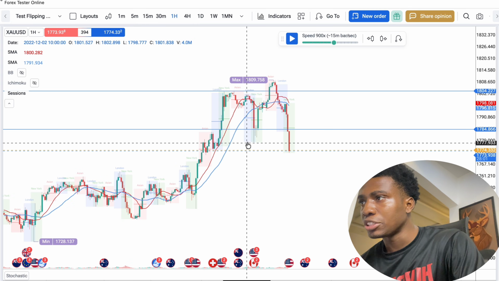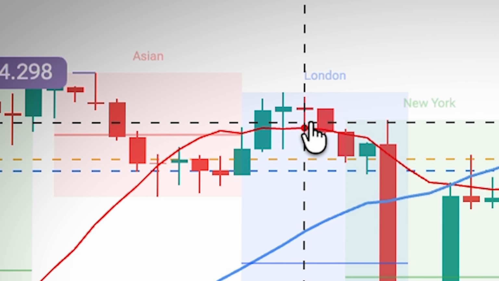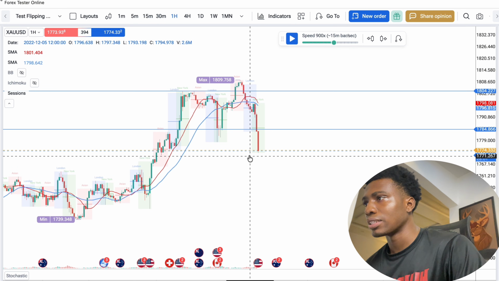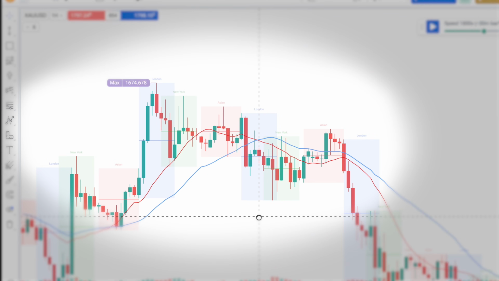Okay, so right here I have the sessions indicator, and this definitely makes it much easier to spot what session we are on. It makes it clear whenever the Asian session happens. Now this is important because there's not much movement within the Asian session.